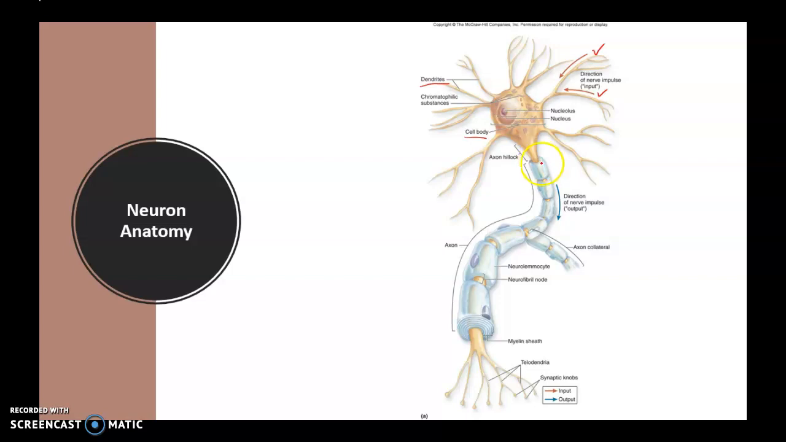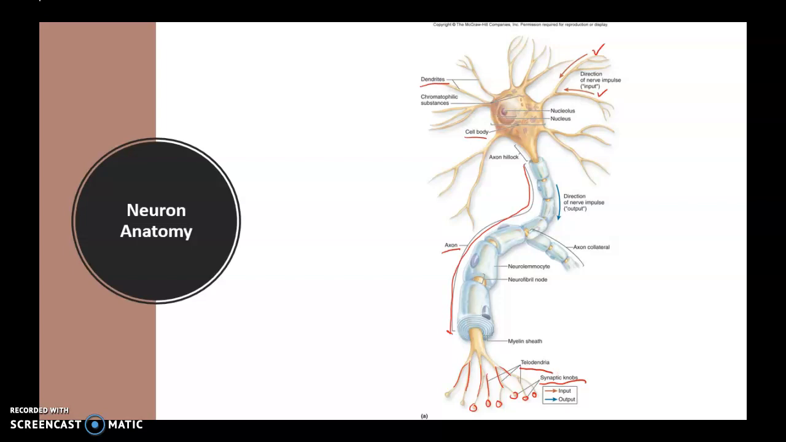And then if you look, the long structure that comes out of the cell body and extends, that is called the axon. The axon then branches, and these branches are called telodendria, and each telodendria terminates in knob-like structures, and the knob-like structures are called synaptic knobs.